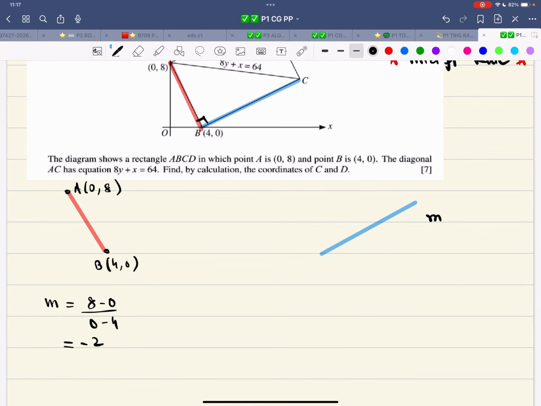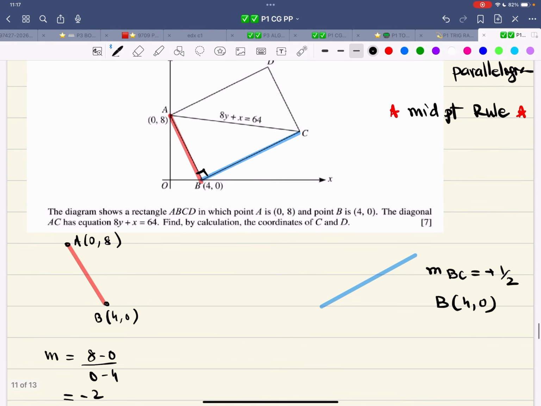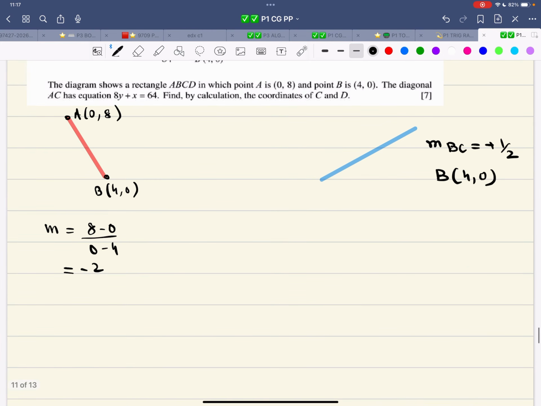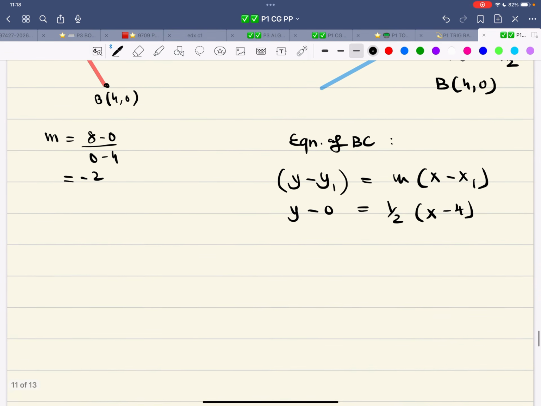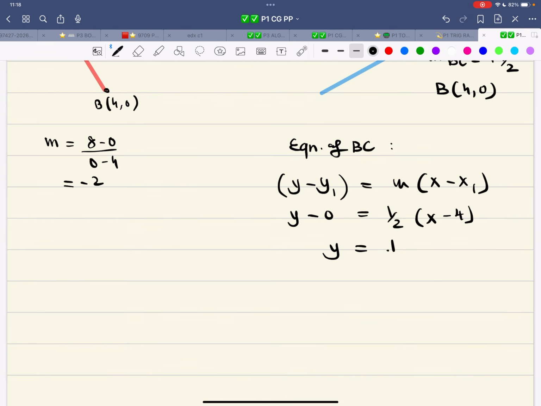So therefore, gradient of BC should be positive half. And B is given as 4, 0. So can I find the equation of BC? Yes. So this you have to figure out yourself. Equation of BC. Y minus y1. I personally prefer this method. It's your choice whether to use y equals mx plus c or this method. Y minus 0 is equal to half times x minus 4. Therefore, y is equal to half x minus 2. That is the equation of BC. So this is BC. That's right over here.